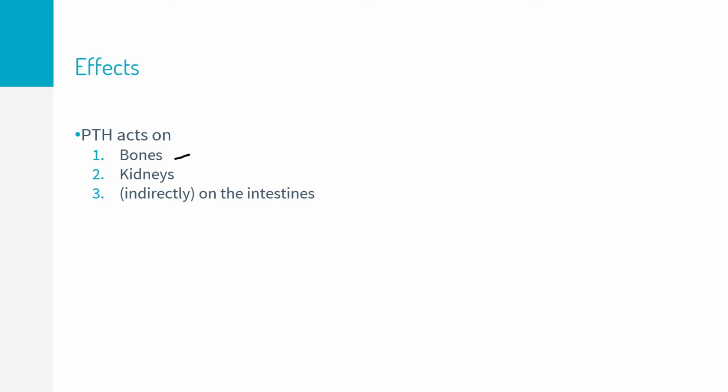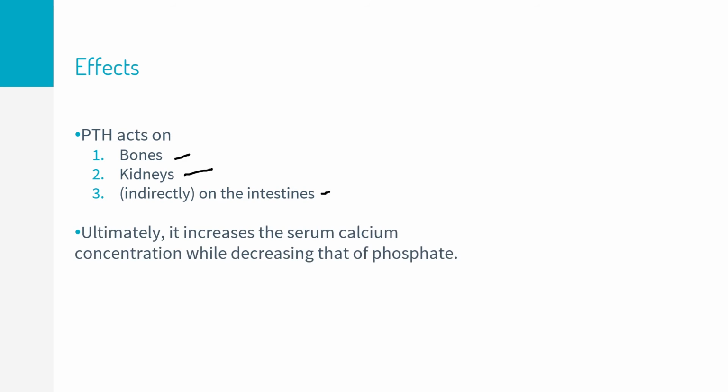So then what happens when those receptors are activated? You can divide the effect on three parts: the effect on bones, the effect on kidneys, and the indirect effect on the intestines. This ultimately increases the serum calcium, and decreases that of phosphate. Okay, so let's discuss each organ separately, starting with the bones.